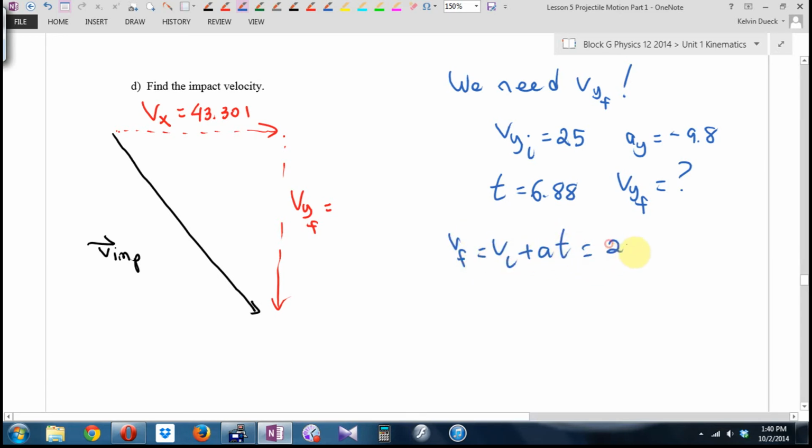So it's going to be 25 plus negative 9.8 times 6.88. Mark, when we hit the ground, are we traveling upwards or traveling downwards? So am I expecting a positive or a negative answer? Start pre-thinking whether you think the answer should be positive or negative, because that gives you built-in error checks for typos.